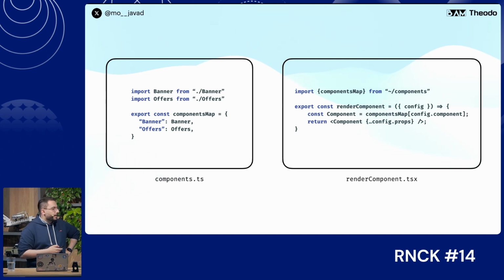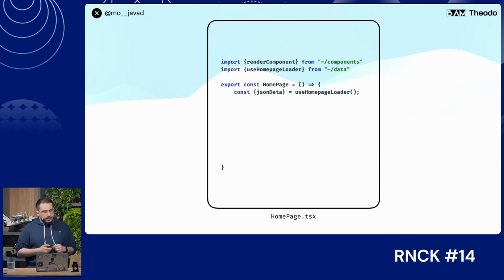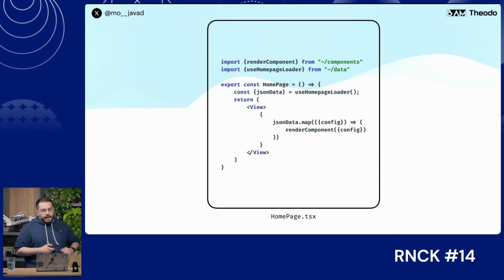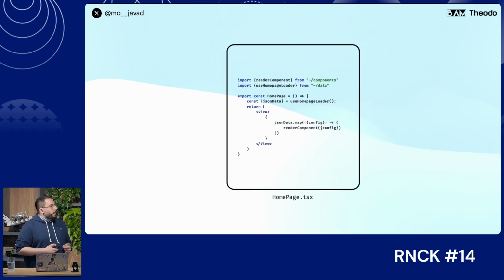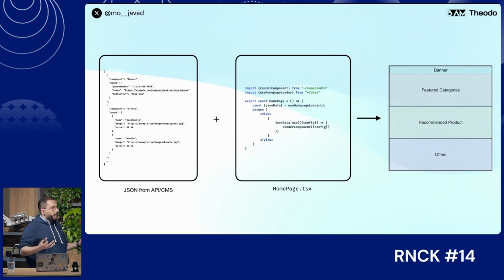and render the component passing through the props dynamically. And so your homepage component becomes this sort of more dynamic component where you fetch the JSON data using some sort of loader that you have, and then you map over the JSON data that's come back from the server, and you use that render component that we just defined to render dynamically. And so what that means is it's all dependent on the JSON data that's coming from the server, and it's all going to be dynamically done at runtime. So taking the JSON from the API and the CMS, pairing it with that homepage component, you get the layouted application in whatever format that's being returned by the server.